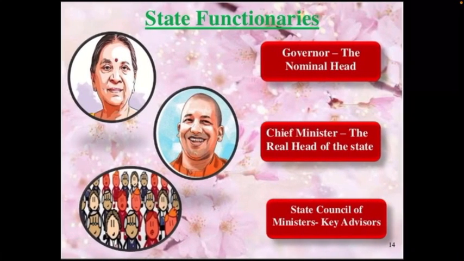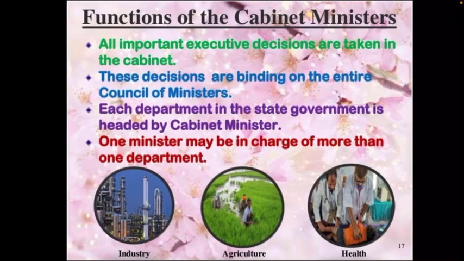There are three basic categories of people who control a state. The first one is the governor. The governor is the nominal head of the state. Second is the chief minister. He is the real head of the state and is the head of the ruling party. Then the State Council of Ministers, who are the key advisors or the different ministers.